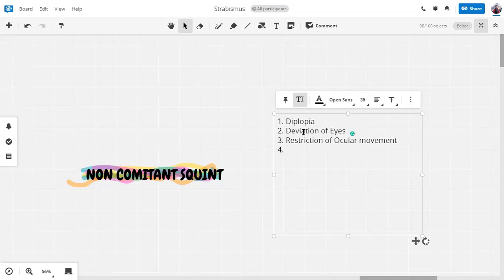What else can be the symptoms of non-comitant squint? Can a head tilt be present? Head position. Yes. The person can also have pain, especially if it's due to an inflammatory cause, that is, a restrictive squint.